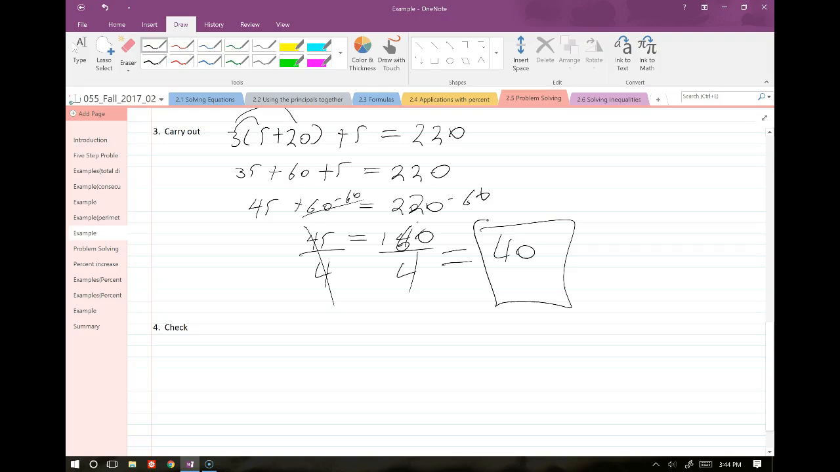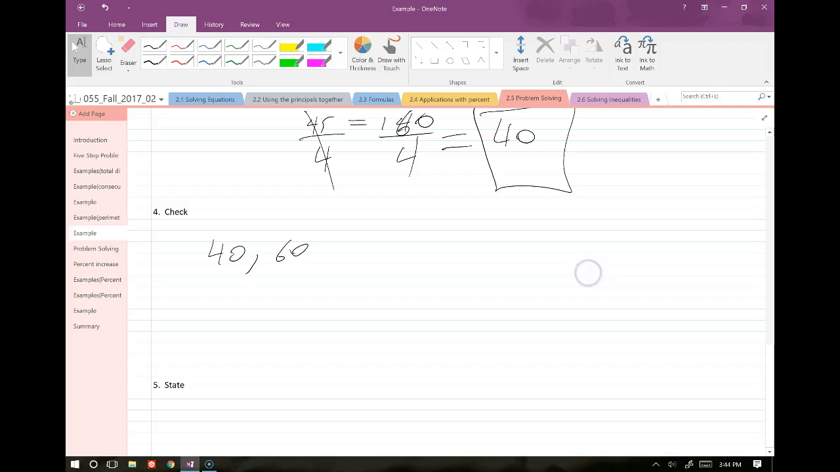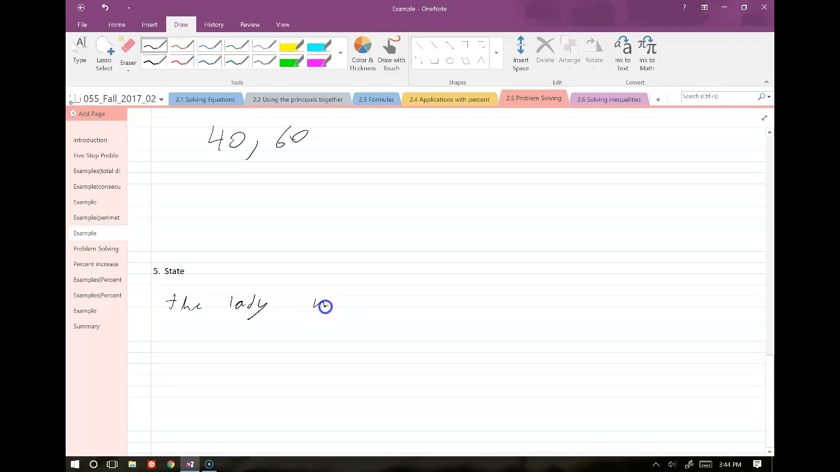So we got 40 for that one, right? We count 20 back up to our highway speed, and we get 40 and 60 respectively. So the lady went 40 mph on the side road and 60 mph on the highway. There we go.